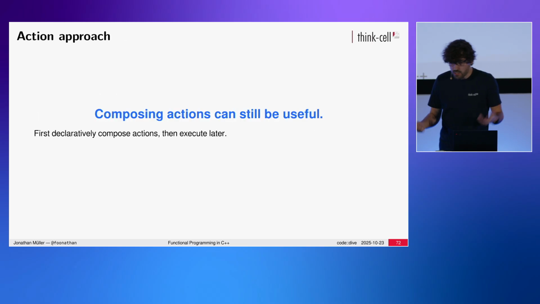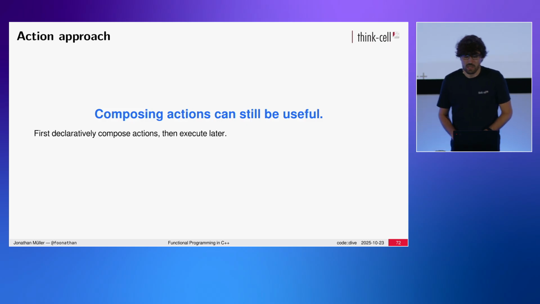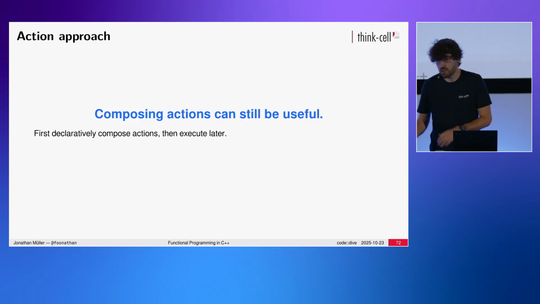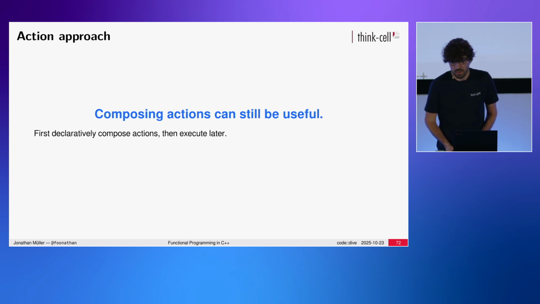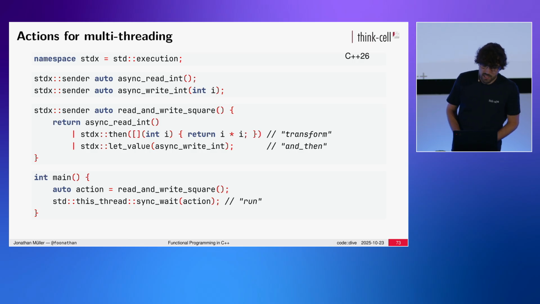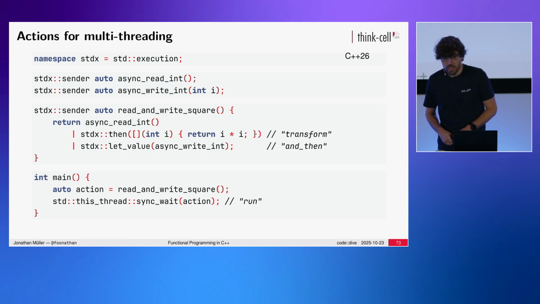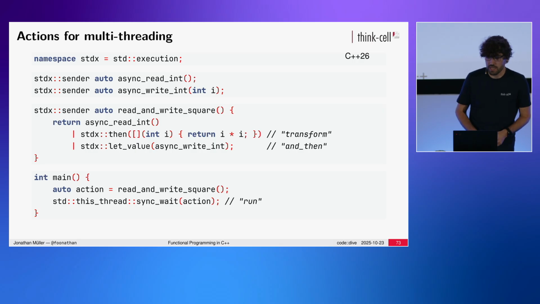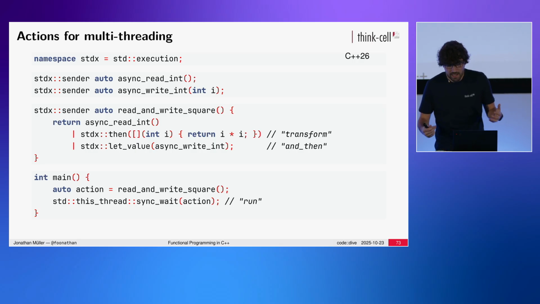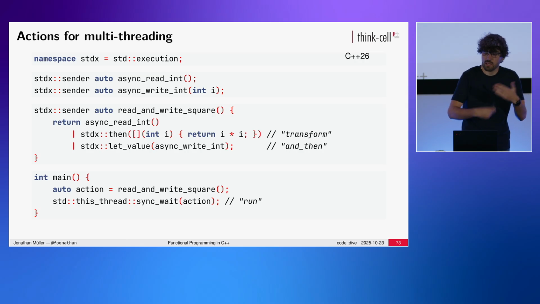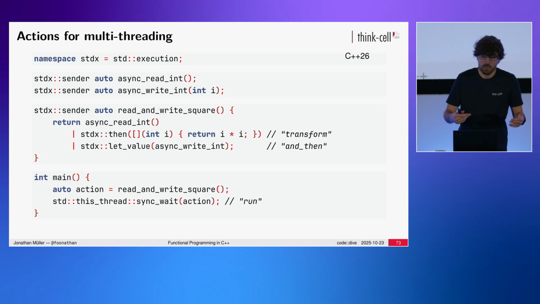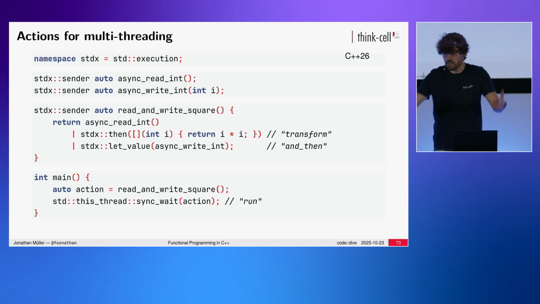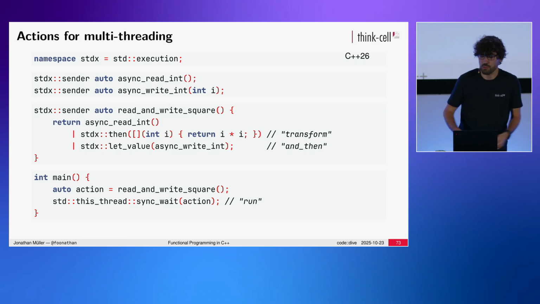And this sort of action approach can still be useful. Right? You first declaratively compose actions, and then execute them later. You can use them for I/O, but you can also use them for other things. For example, in C++26, we will have std::execution, which gives you sort of actions for multithreading. So a sender is an action of computing some values. And we can imagine a function async_readInt, which gives you a sender, which will eventually give you an int when you execute it. So it's an action that will read an int.